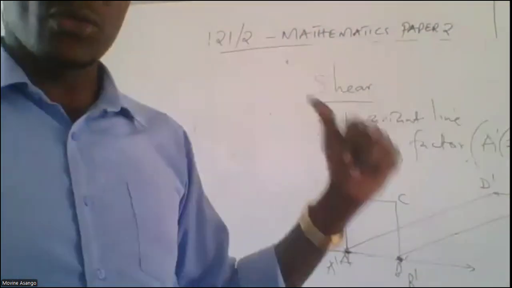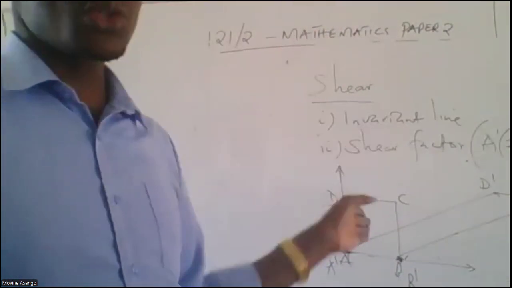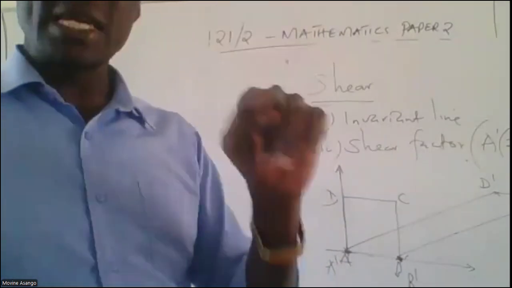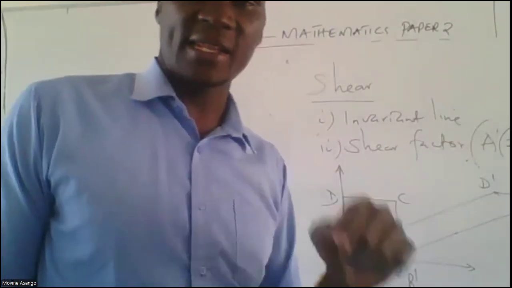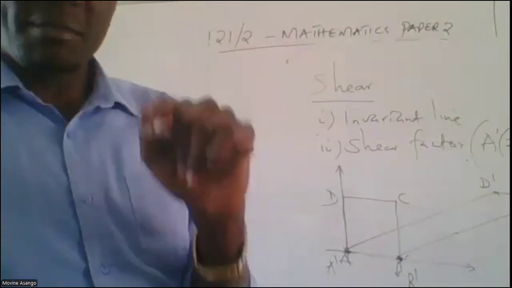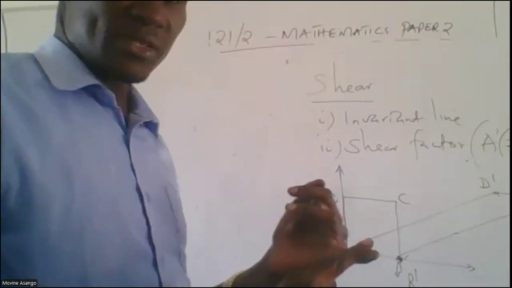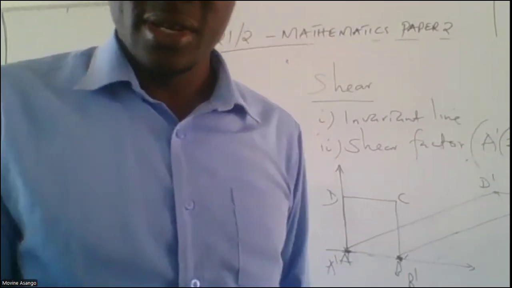the invariant line. If you do that procedure and you realize that the line is not the x-axis or the y-axis, then be in a position to find the equation of the line that you will be finding. It is not a must that the invariant line must be the x-axis or the y-axis every other time.